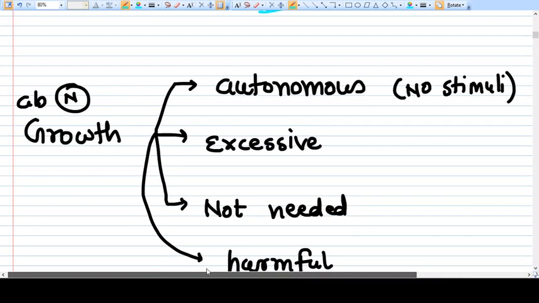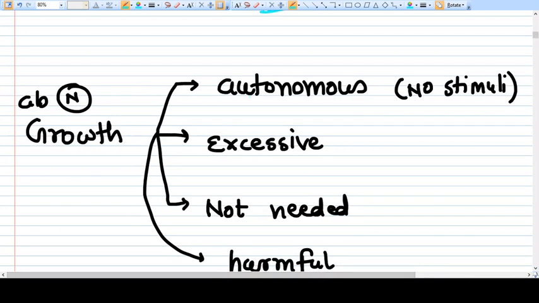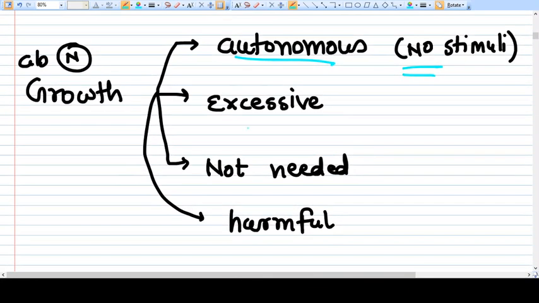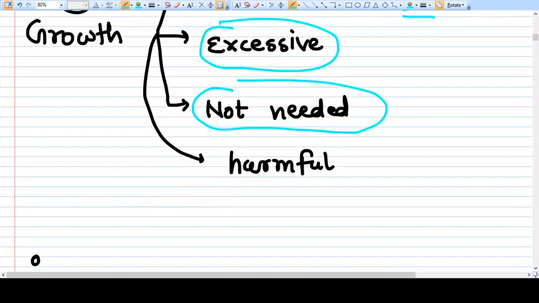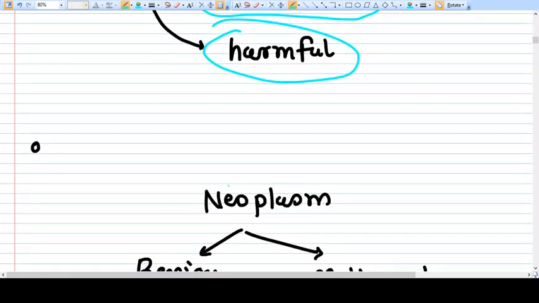So what is a growth? The abnormal growth is autonomous. That growth does not need stimuli. It is excessive growth, not needed. That means we don't need this kind of growth for normal functioning of the organs, and it is again harmful to our health. So this is abnormal growth.